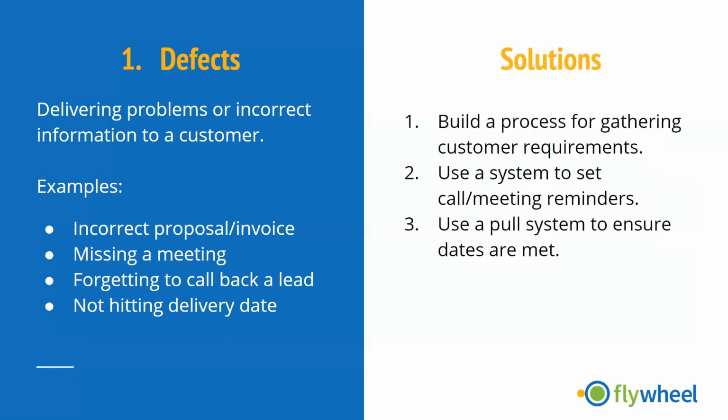We recommend using a system to set callbacks and reminders, and then we recommend using a pull system to ensure dates are met. So if you have an order queue or a ready for production queue, make sure that that's a pull system so that people can see what's coming into that queue and what's going out of that queue, and not just production folks, but also in sales. So if you do end up missing a date, which you don't want to, you're able to communicate to the customer proactively and keep that relationship strong.